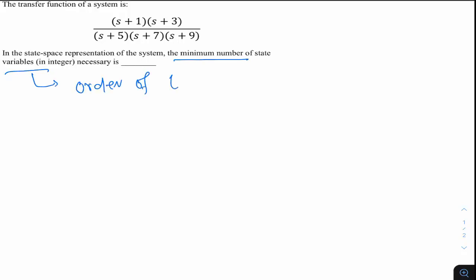So in general, in state space analysis, you must have learned that the minimum number of state variables that we need for state representation is nothing but the order of the transfer function. So what is the order? Order is basically how many poles are there in the system, or what is the order of the denominator of the transfer function. That happens to be 3 here, right? There are 3 poles. So this is basically a third order system.